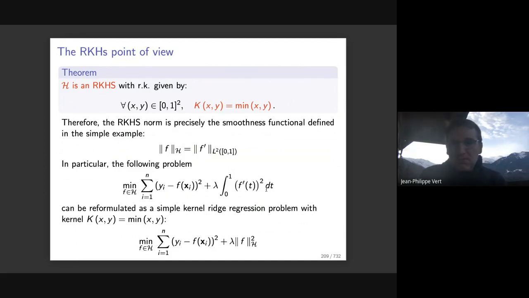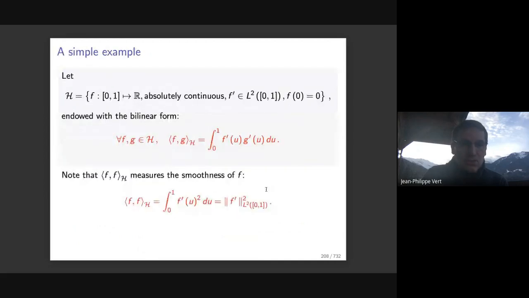So you notice that the function min of x, y, we have seen it in some examples previously, we know that it is a positive definite function. But so far, we gave little insight of why it would be an interesting function or not. Now, this theorem makes a link between the function k of x, y equals min of x, y and the RKHS it induces. I'll come back to the previous slide. And so another way to say it is that the RKHS of the min kernel is equal to that functional space: the space of functions which are absolutely continuous, which are equal to 0 at 0, and such that the inner product between two functions is the L2 inner product between their derivatives.